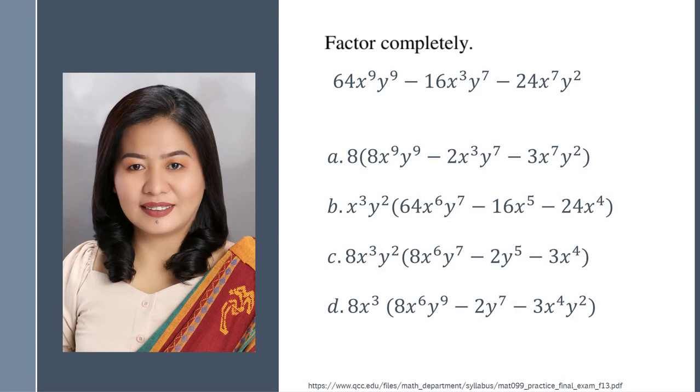Okay, factor completely. This time we have three terms, 1, 2, and 3. So when you are factoring, you always have to ask, that's the very first thing that you will ask yourself: is there something common among all the terms? So we have 64, 16, and 24. Is there something common among the three? The answer is yes. So what is the common factor of 64, 16, and 24? The answer is 8. But are there common terms?